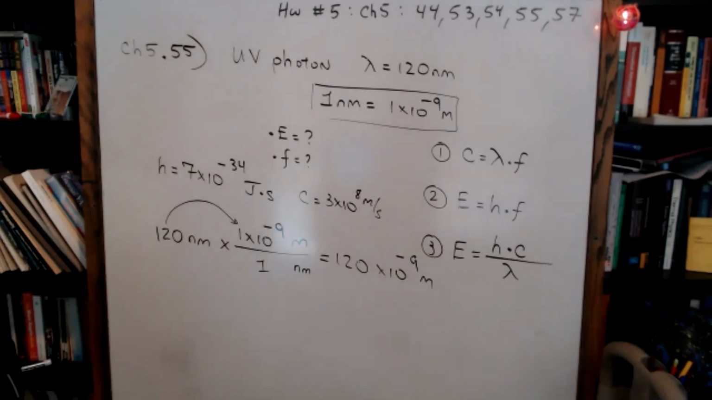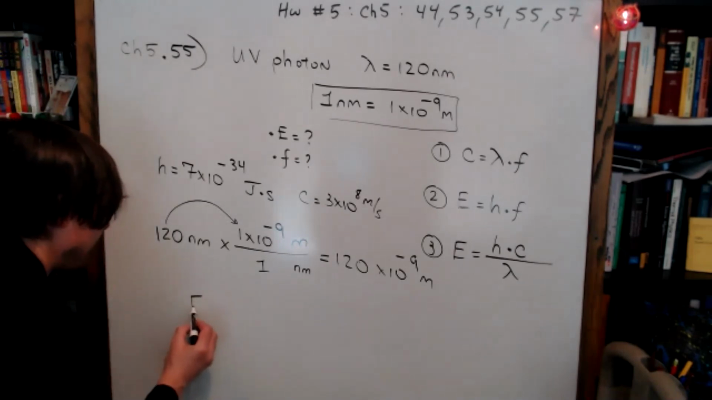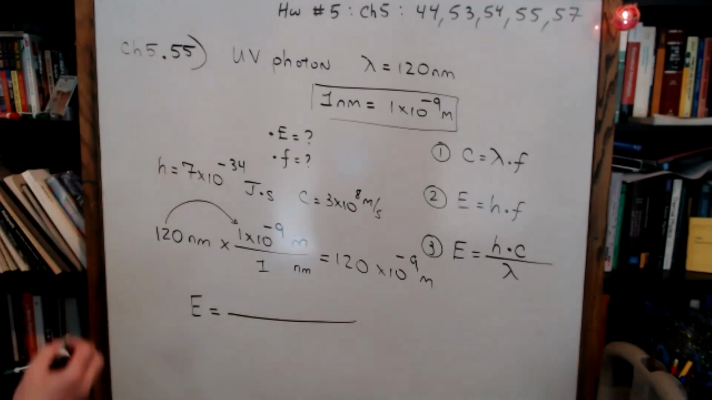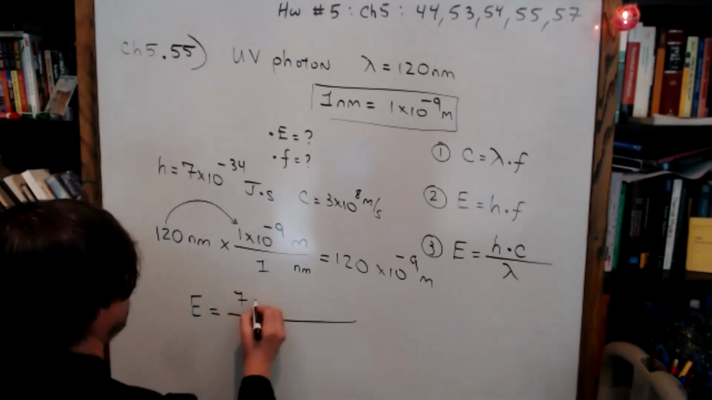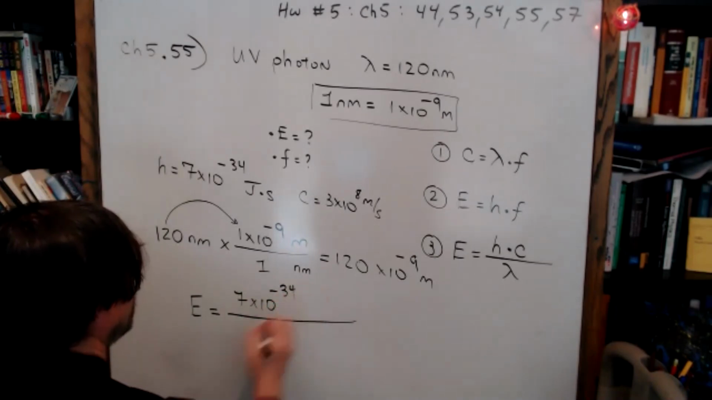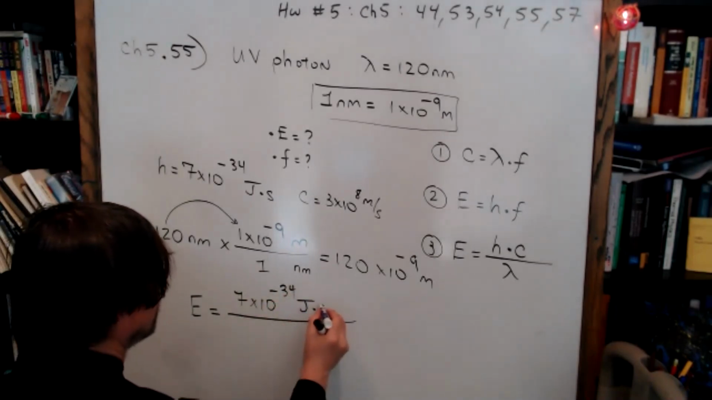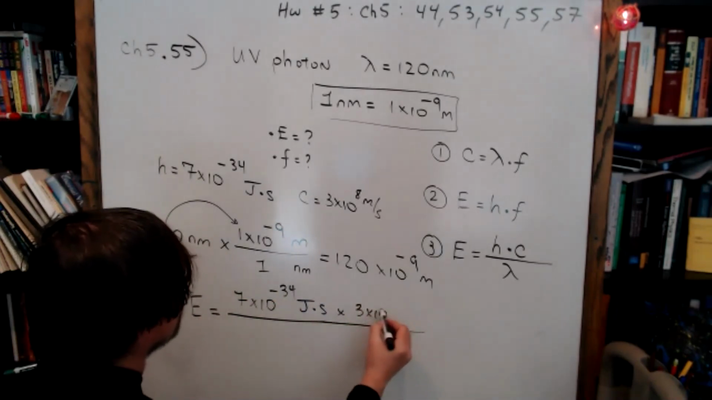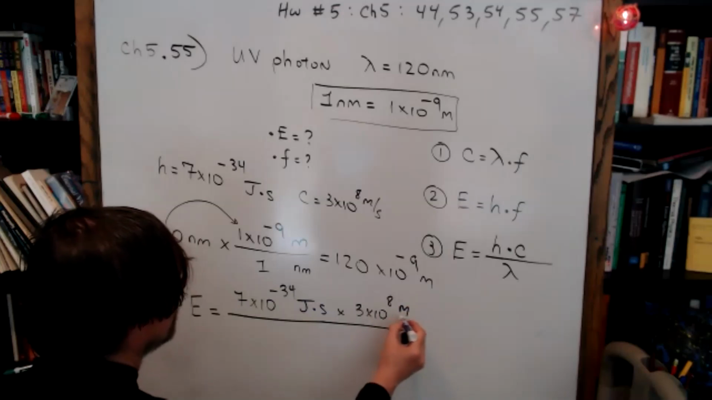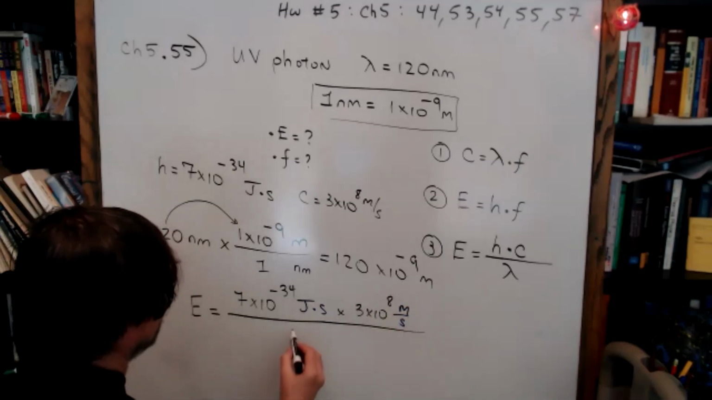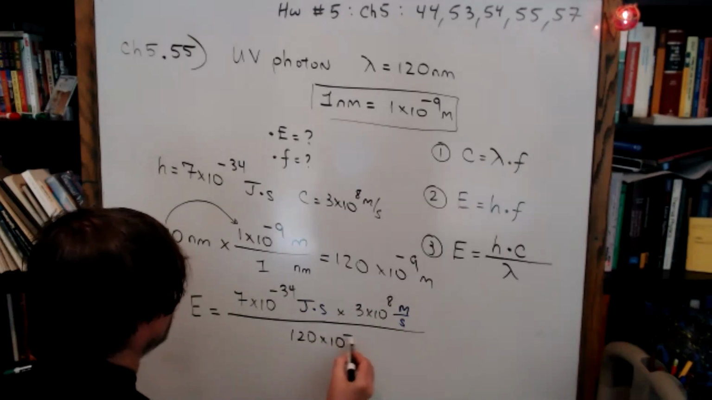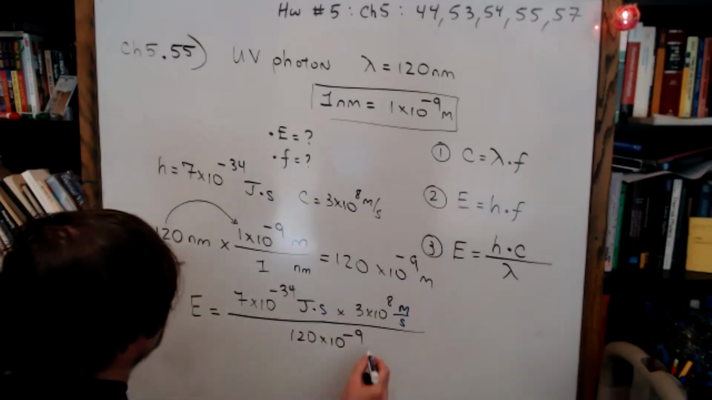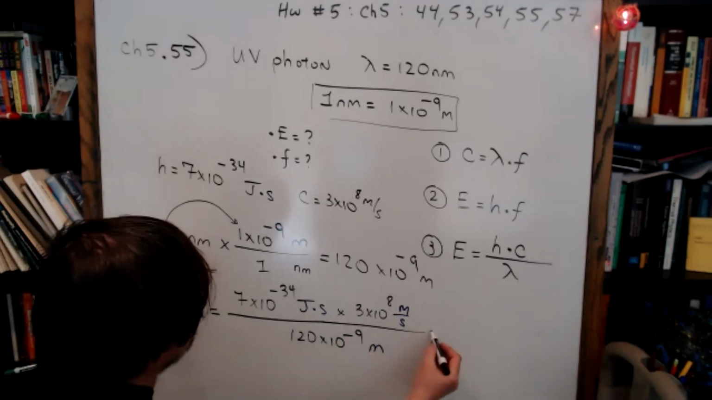Just so that we're straight. Now we can use equation 3, Amber. The energy of the photon will be Planck's constant, 7 times 10 to the minus 34 joules times seconds, times the speed of light, 3 times 10 to the 8 meters per second, divided by the wavelength, 120 billionths of a meter. Punch them up.